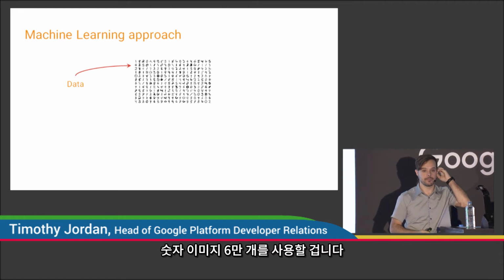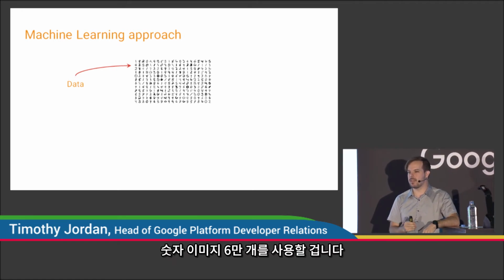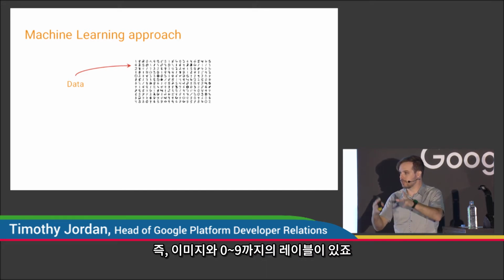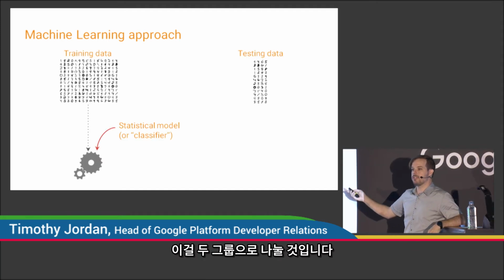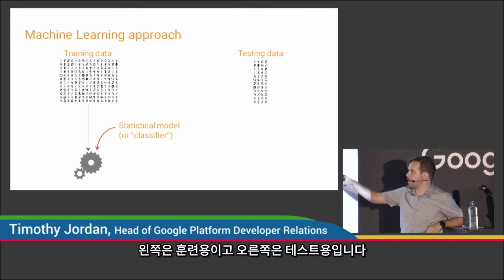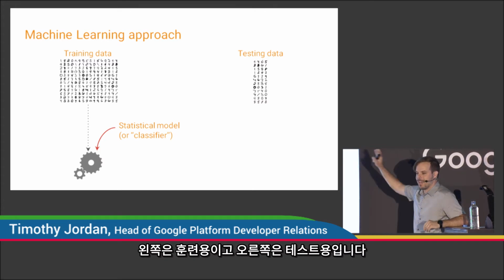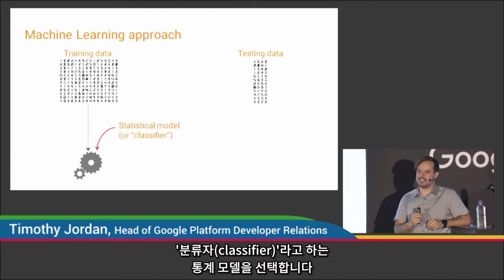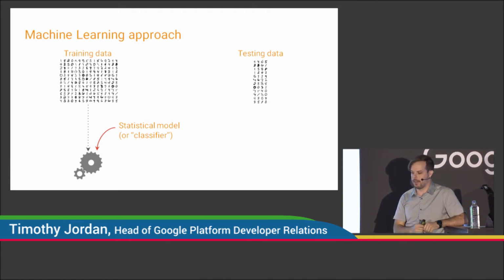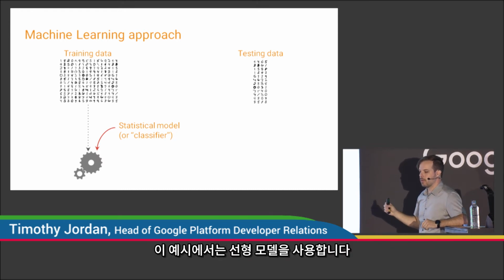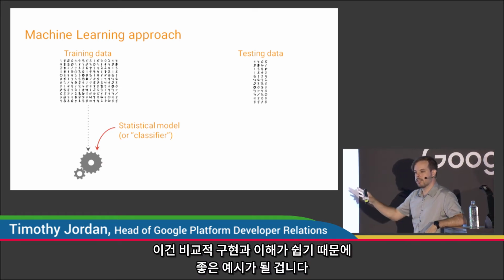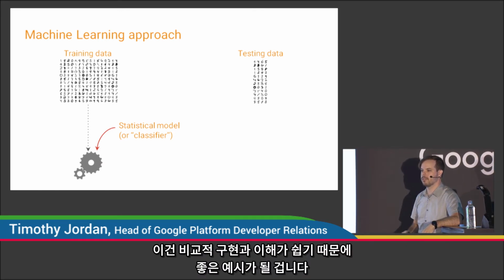We're going to start with some data. In fact, we're going to start with 60,000 images of a digit, each with a label of what digit they contain. So there's an image, and then the label is 0 through 9. And we're going to split this up into two groups, some for training on the left, and some for testing on the right. We're then going to select a statistical model, or what we call a classifier. And in this example, we're going to use what's called a linear model. Now, there's many types to choose from, but this is a good example since it's relatively simple to implement and understand.